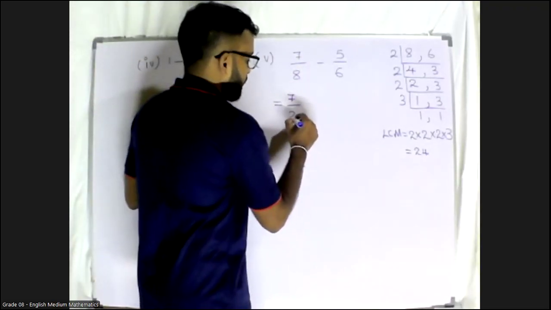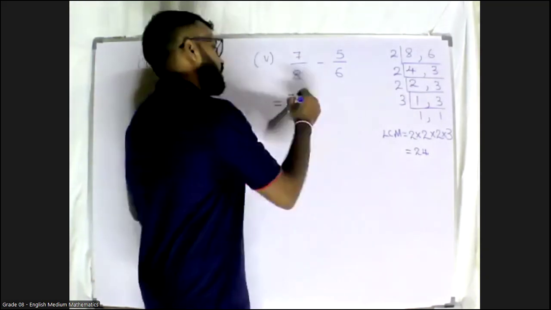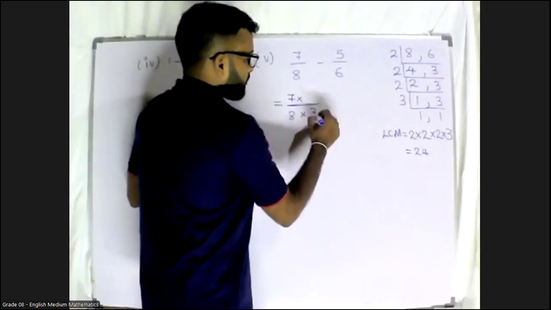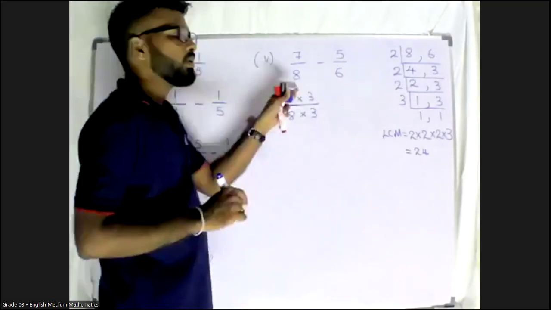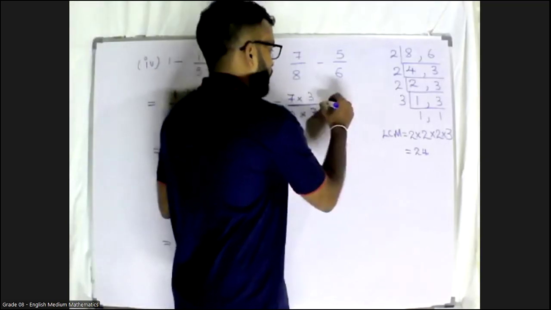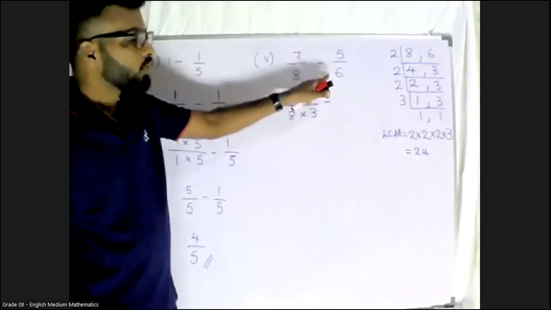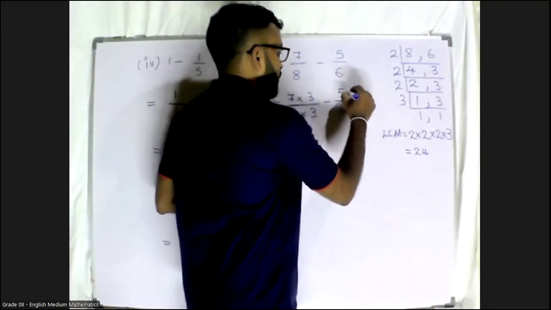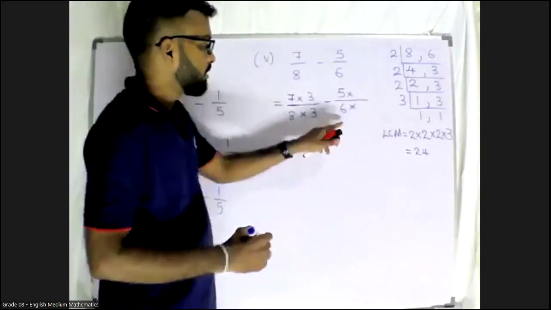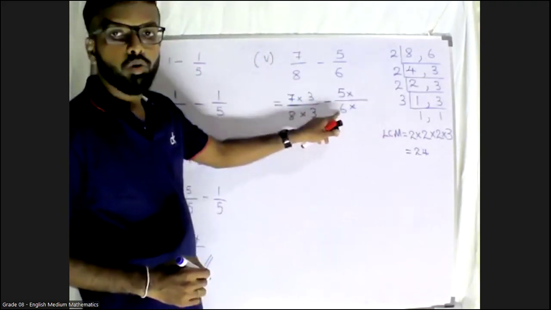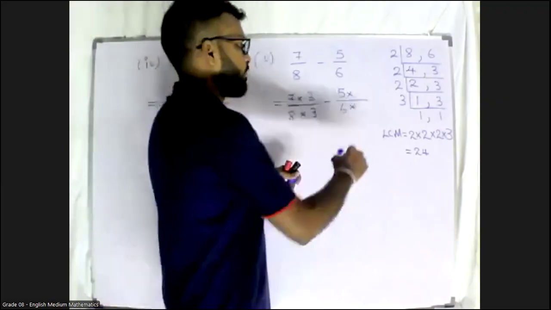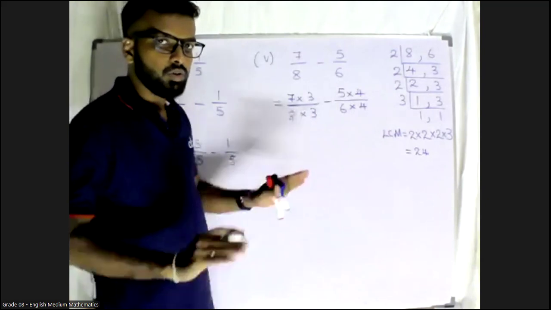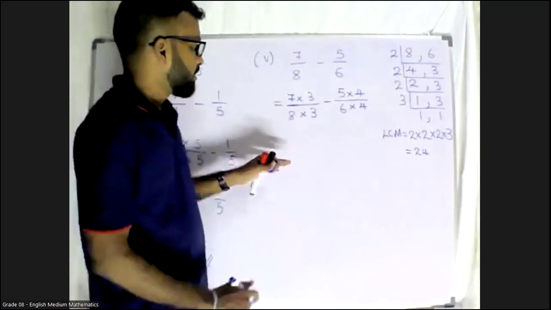7 over 8, multiply both numerator and the denominator by 3, minus 5 over 6. Multiply both numerator and the denominator by 4. Right? This is the way. Don't change anything. Right?